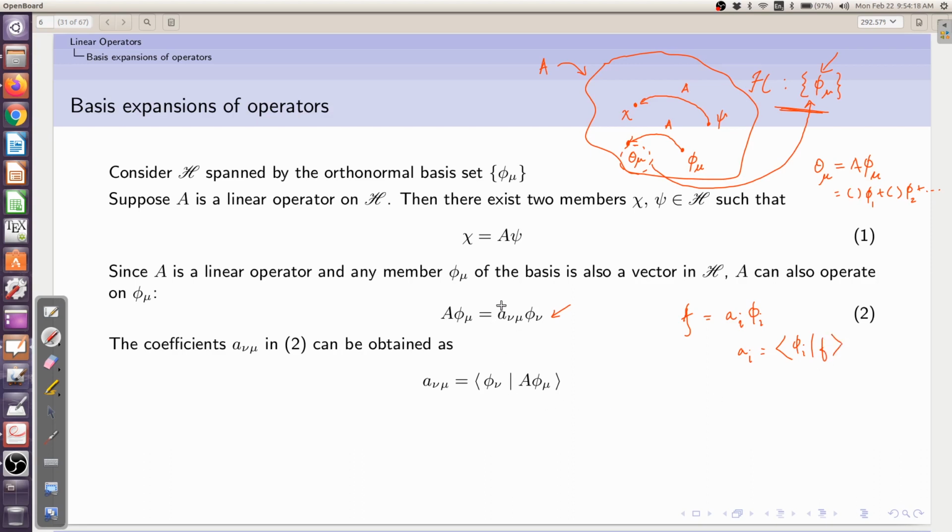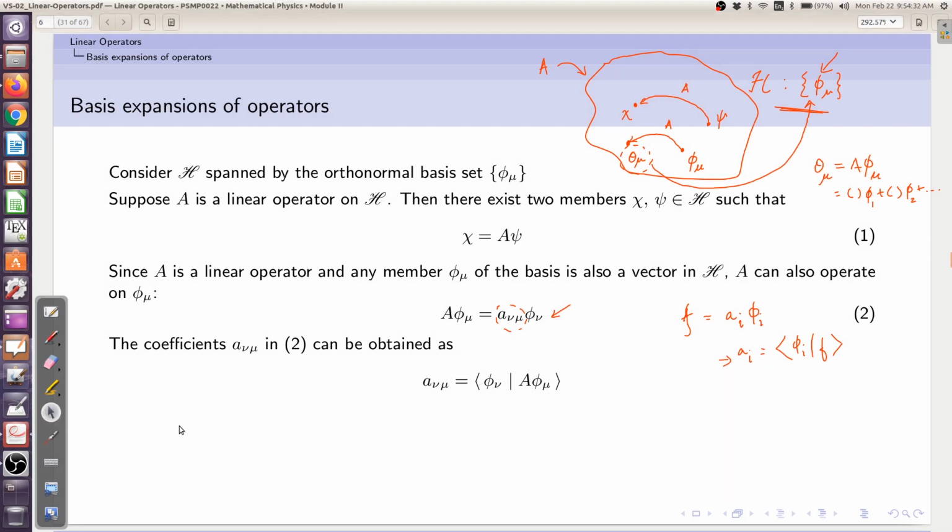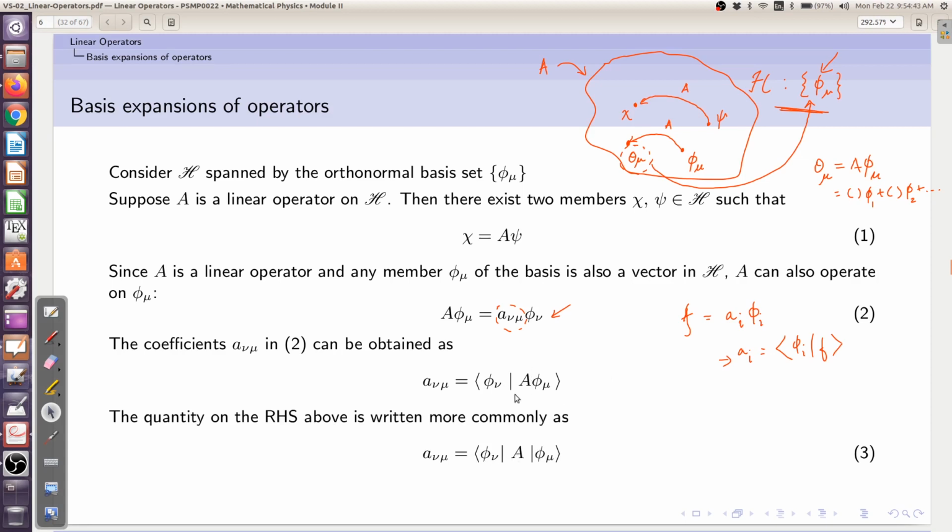So how do I get these coefficients? By the same logic over here, we get these coefficients by taking the scalar product of phi nu, the function on the left hand side, with A phi mu. Now this one is written in a more common form. We put a bar in between A and phi mu also. Both are exactly the same thing. It means that A operates on phi mu. Instead of writing it like this, just to maintain the symmetry, we put a bar on either side of A.